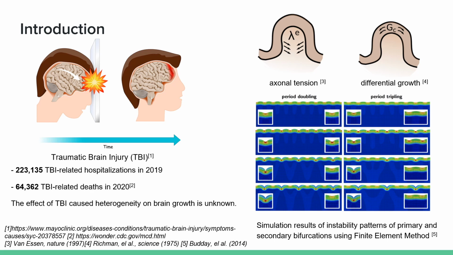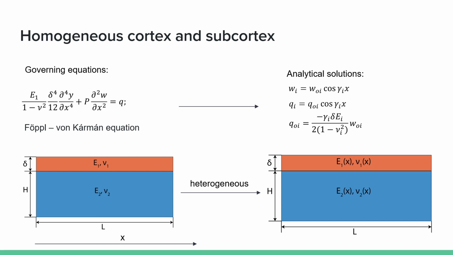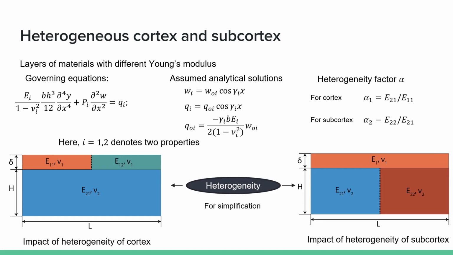Here, we expand these models and use finite element methods to explore how heterogeneity affects the folding pattern. In our study, we consider the heterogeneity in mechanical properties for both the cortex and subcortex. It means either Young's modulus or Poisson's ratio is not a constant throughout the material. And here, the governing equation is the classic fourth-order Föppl-von Kármán equation.